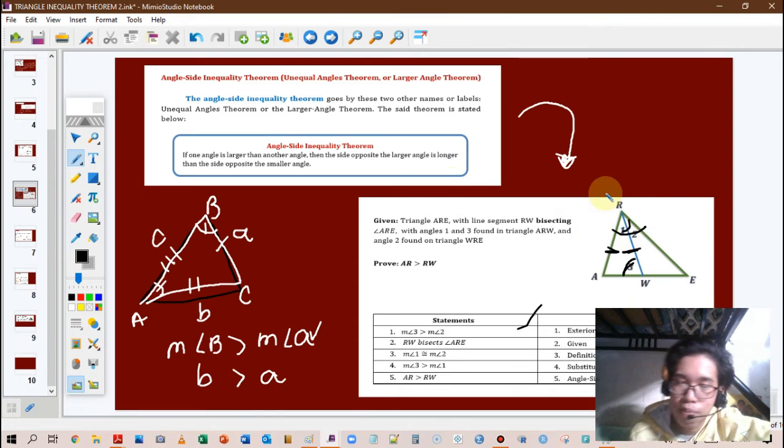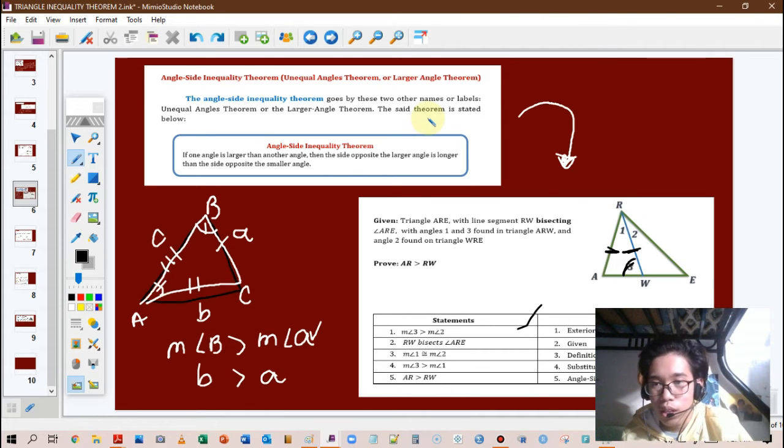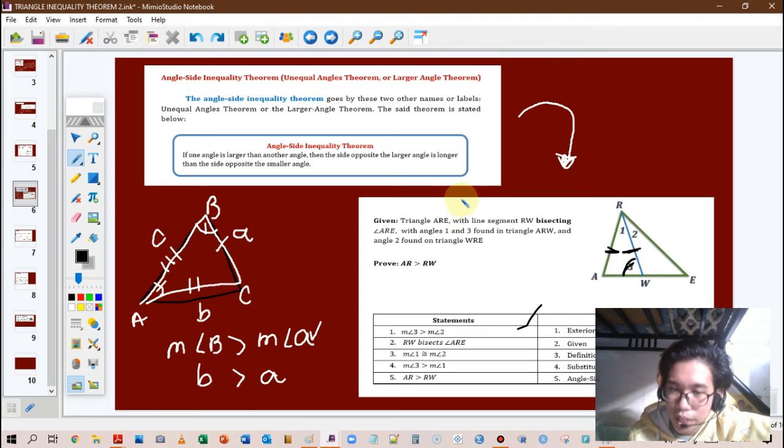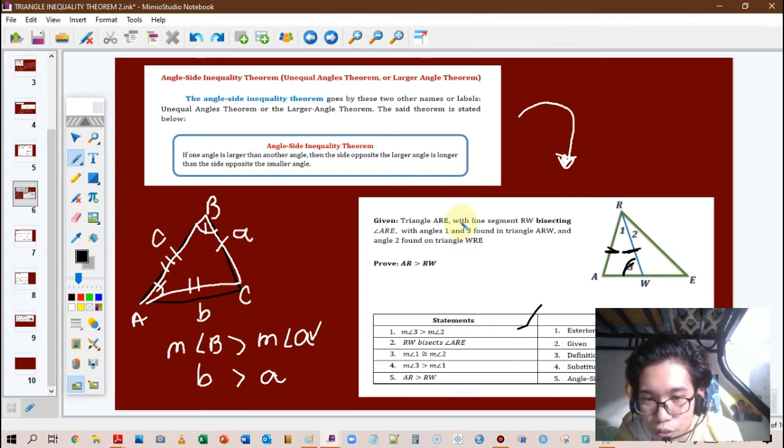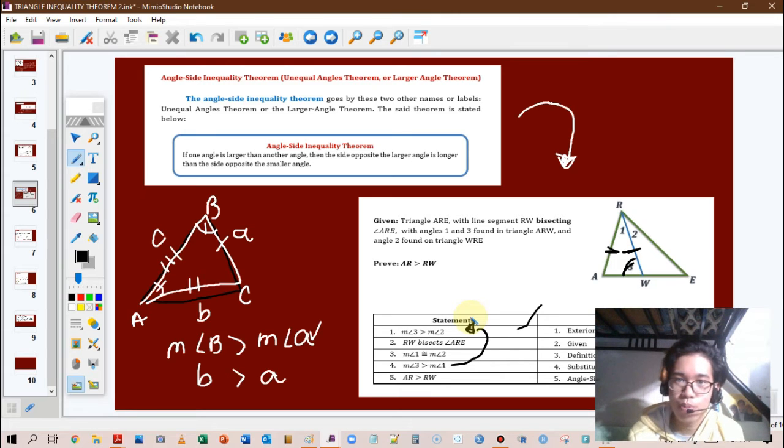If we have a bisector there, therefore our third statement is going to follow: the measurement of angle 1 is going to be congruent to the measurement of angle 2. So that's the definition of an angle bisector. And therefore, the measurement of angle 3 is going to be greater than the measurement of angle 1, just using the substitution property of equality. We just substituted that from statement 1. And therefore, we can say that line segment AR is greater than line segment RW because of the angle side inequality theorem for this problem.